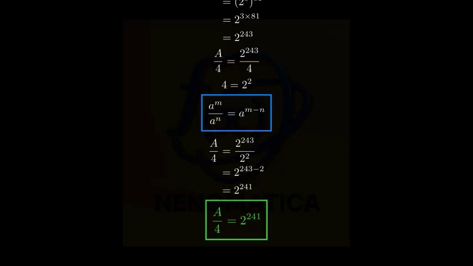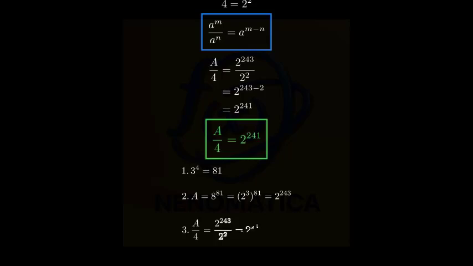Let's summarize what we've done. First, we calculated that 3 to the power of 4 equals 81. Then we found that a equals 8 raised to the power of 81, which we rewrote as 2 raised to the power of 243. Finally, we divided by 4, which is equivalent to 2 squared, giving us our final answer of 2 raised to the power of 241.